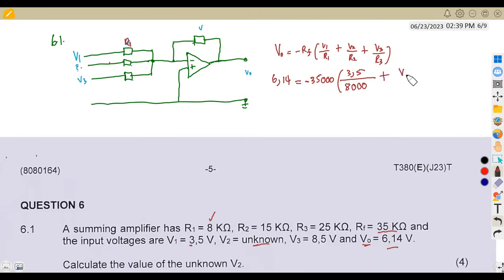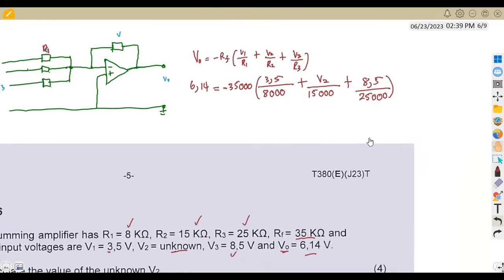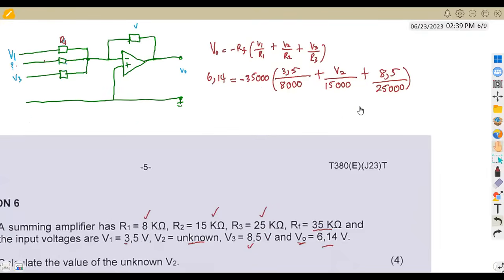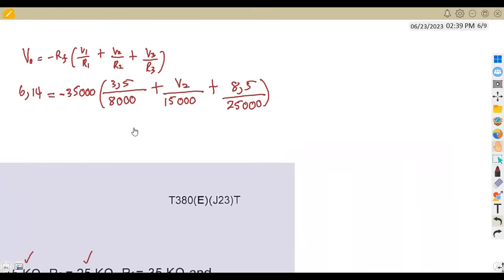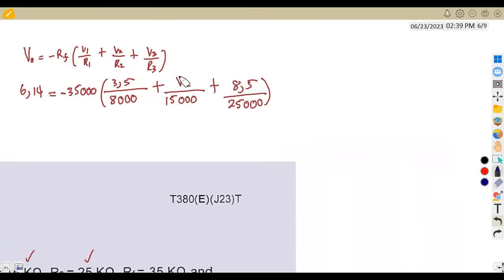We do not know V2, so that's V2 over R2. Our R2 is 15K ohms, which is 15,000, plus V3. We have our V3 as 8.5, so that's 8.5 over R3, which is 25K, so this is 25,000. By just writing this, we can see that we have formulated an equation that we can use to solve for the unknown value, which is our V2.